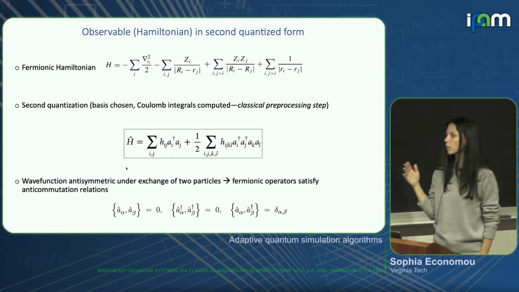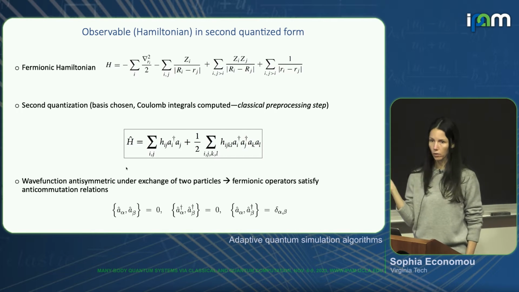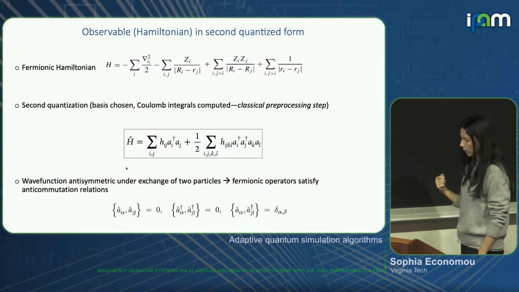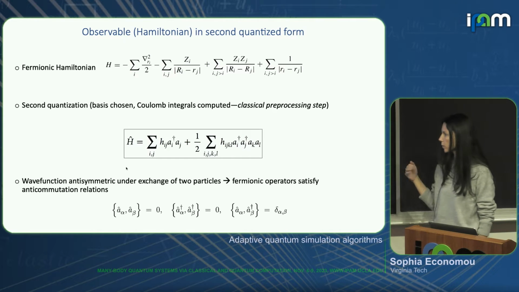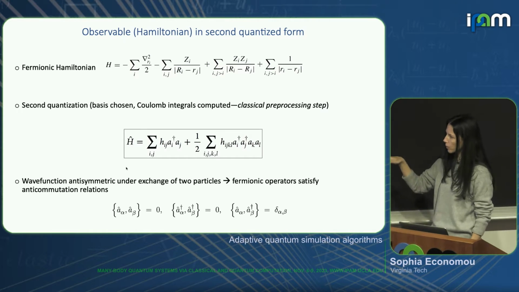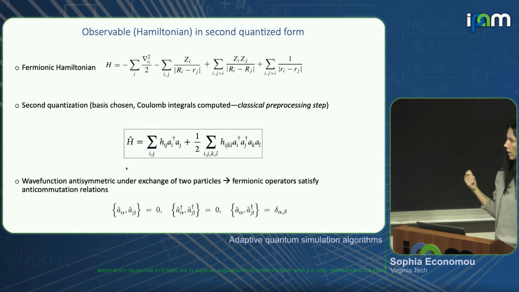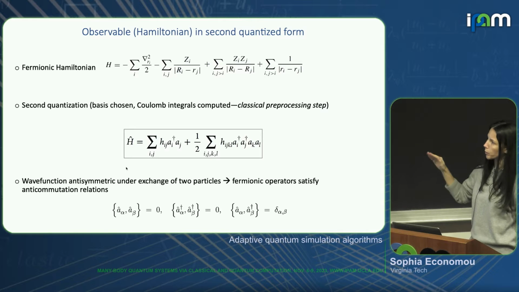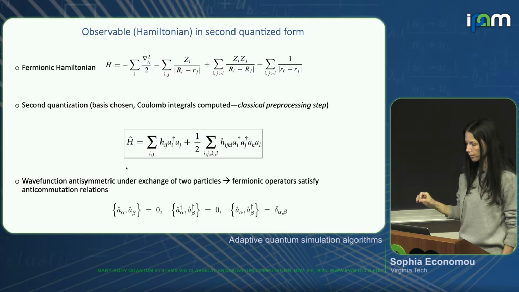And I'll use the word orbital to mean spin orbital, such that each orbital can be either occupied or unoccupied because these are fermions, and they have to follow the Pauli exclusion principle. And the consequence of the Pauli exclusion principle is translated into the operators in the bottom line, where you see that these anti-commutation relations hold. All right, so everything up to here is classical, right? We've done this classical pre-processing step, and now we have a Hamiltonian given to us in the middle in this box.